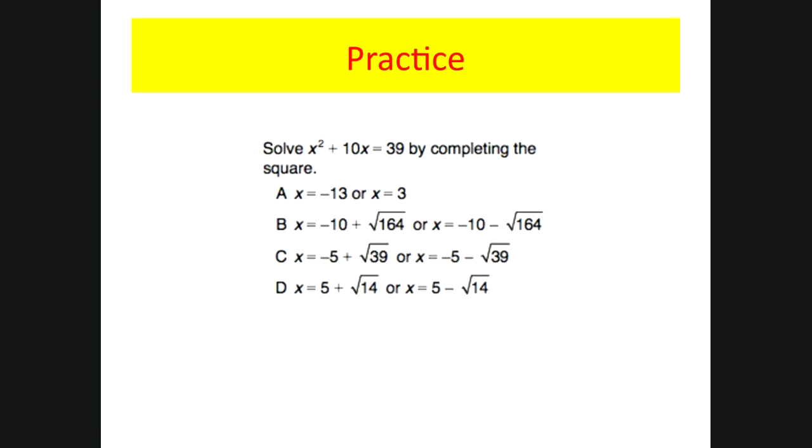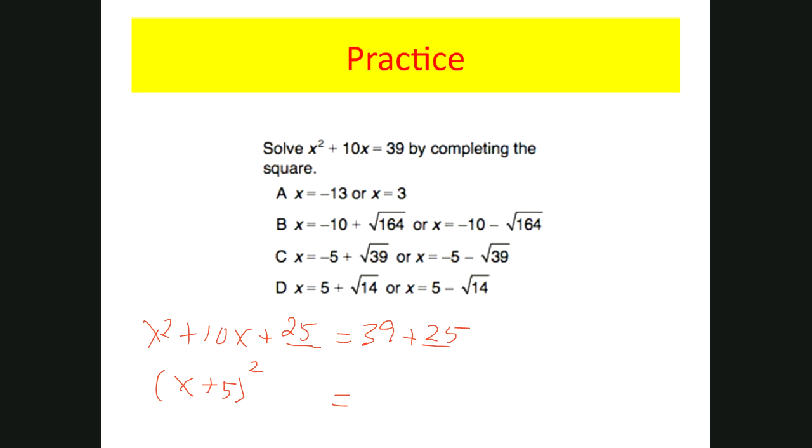In this problem, it says, solve by completing the square. Okay, I've got x squared plus 10x plus something is equal to 39 plus something. Half of 10 is 5. 5 squared is 25. So I'm going to add 25. I'm going to subtract off 25. So this gives me x plus 5 quantity squared is equal to, what is that, 64?